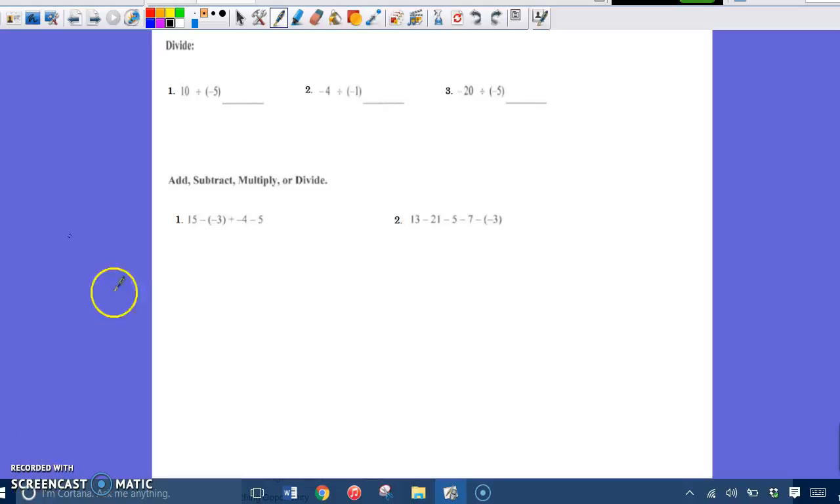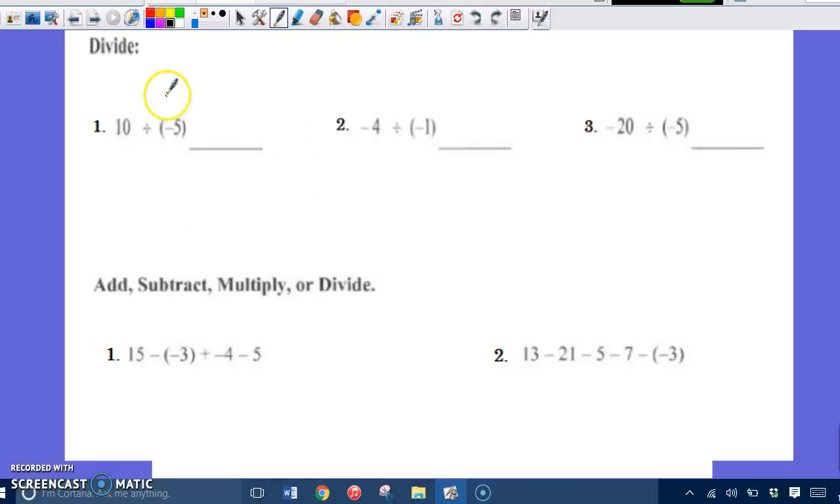Here we are, division practice. Okay, so with division, they follow the same rules as multiplication. Okay, I have a positive divided by a negative. 5 will go into 10 2 times. So my answer is going to be negative. Anytime you have a positive divided by a negative, the answer will be negative.